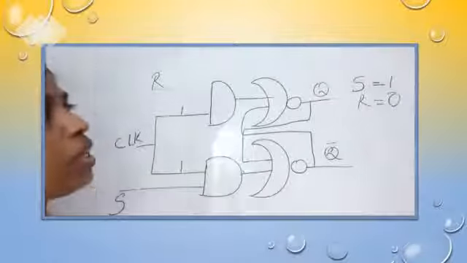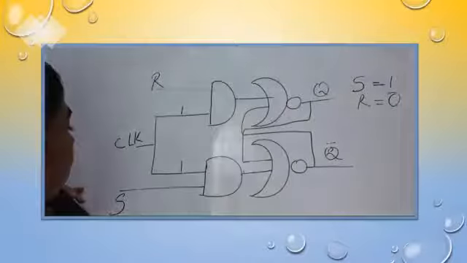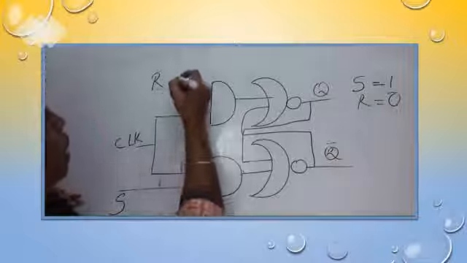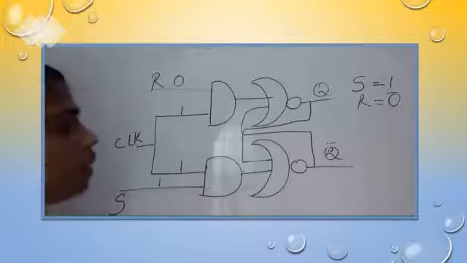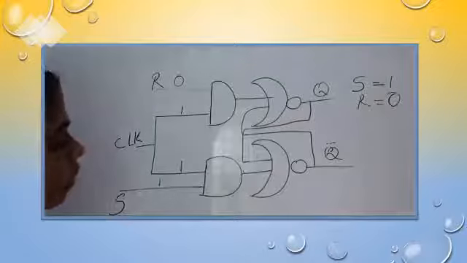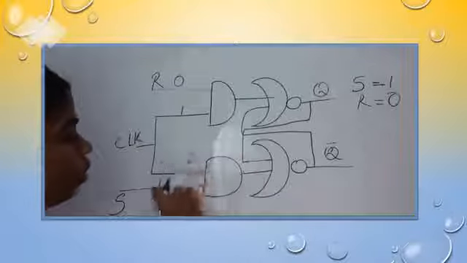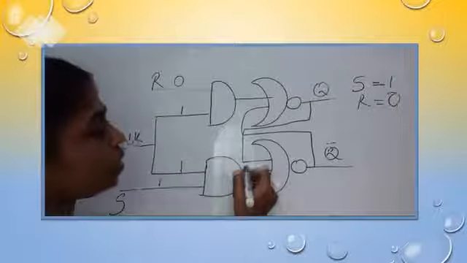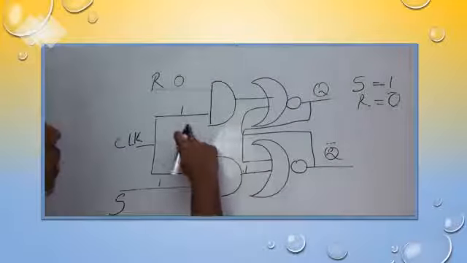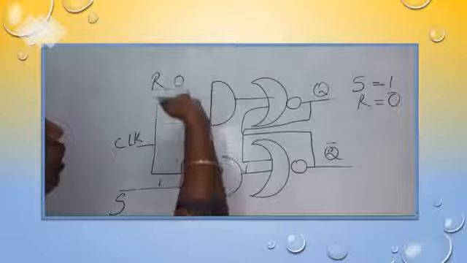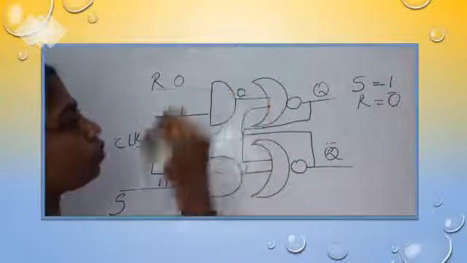Next, suppose the value of S is equal to 1 and R is equal to 0. Then the clock is definitely 1. Clear? Then here this is an AND gate. In the case of an AND gate, if all the inputs are 1, the output is 1. Clear? Here all the inputs are not 1, so we can say that the output is 0.